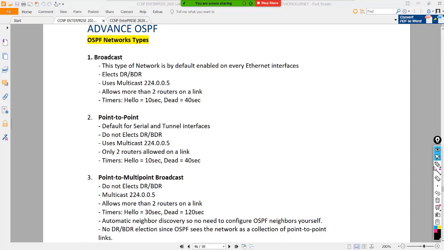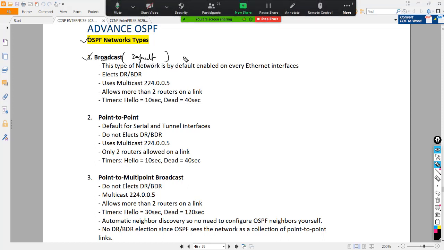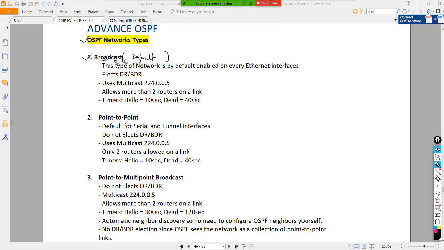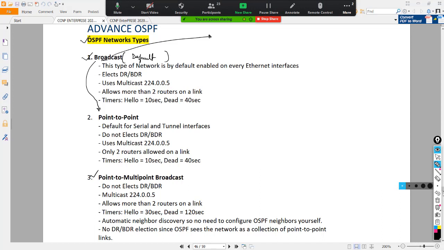Okay, the first network type in the case of OSPF is called broadcast, and this is the default. As soon as you start OSPF, the broadcast network type is going to be taken up. Yes, we can change the network type from broadcast to point to point, or from broadcast to any other network type. You can also make it point to multi-point or non-broadcast. You can just do it, but by default they are going to be broadcast in nature.